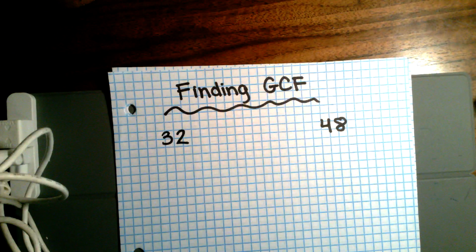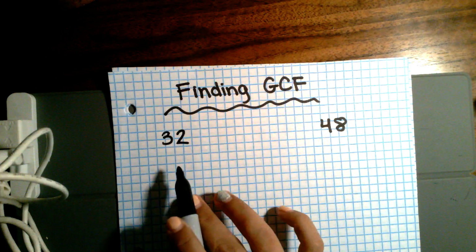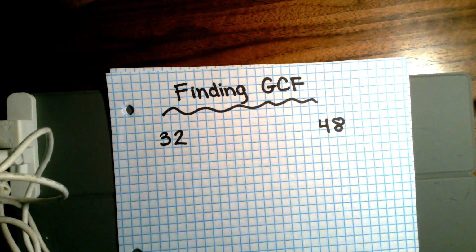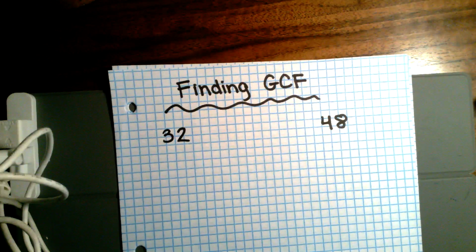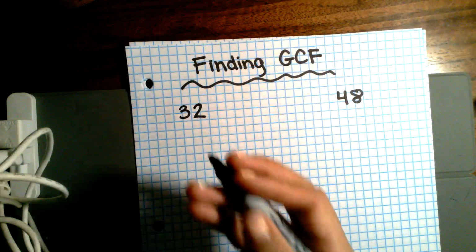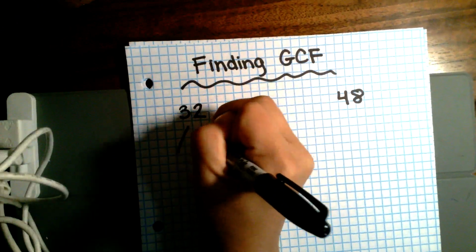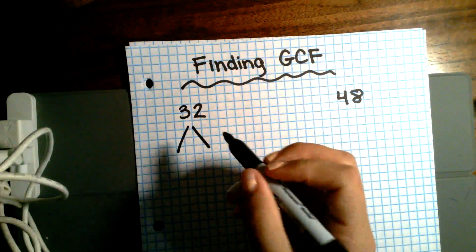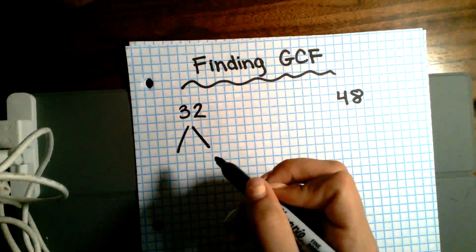Finding the greatest common factor, or the largest value that will go into both of these numbers evenly. There are a couple ways to do this, but probably the most common would be using the factor tree. So I'm going to start with 32, and I'm going to think of two values that multiply together to give me 32.